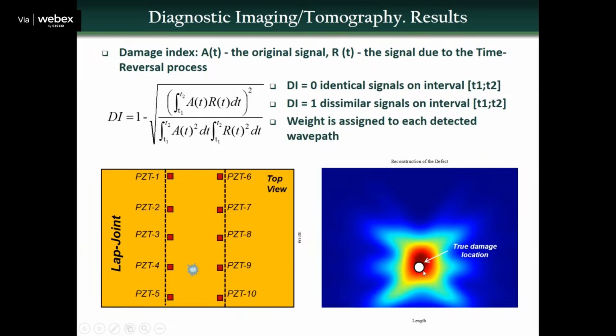So this is the comparison between the reconstructed damage location versus the true damage location, and you can see it aligns very well. It tells you where the damage is. Of course, you'll see some errors here, well, due to the number of sensors, the way you configure sensors, and also associated uncertainties.